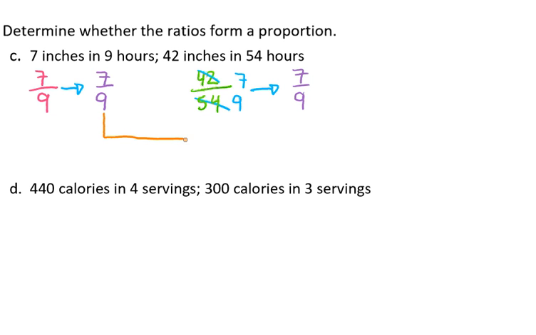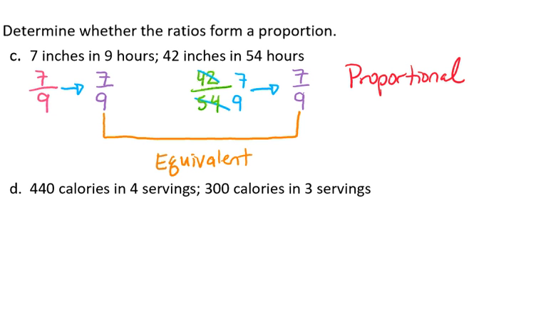Then, when we compare our two simplified fractions, we say that they are equivalent, which tells us that our two ratios are proportional. Let's take a look at our next example.